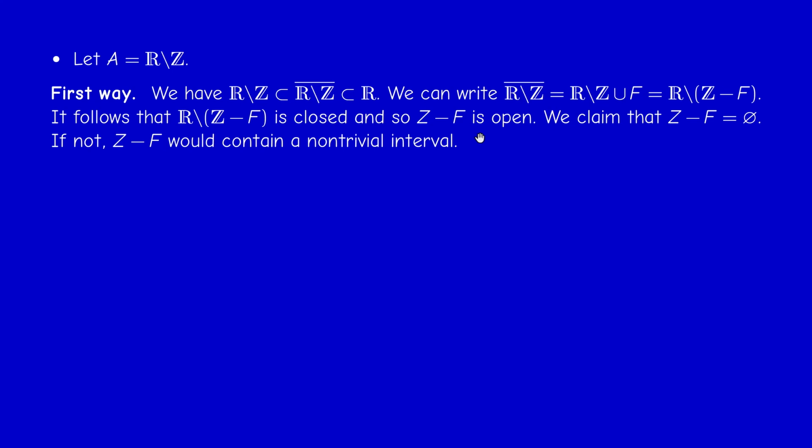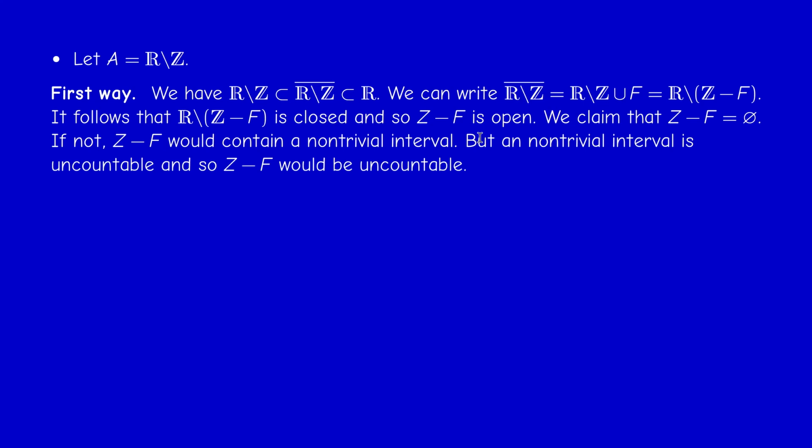But a non-trivial interval is uncountable, right? So Z without F would contain an uncountable set, and therefore it would be itself uncountable. But it's countable by construction, right? Because it's a subset of Z. Z is countable. So Z minus F, which is a subset of Z, is also countable. And that's it. So the claim is proved. If Z minus F is empty, then F equals Z. And we get just A bar equal to R, because Z minus F is empty. So R without the empty set is just R.